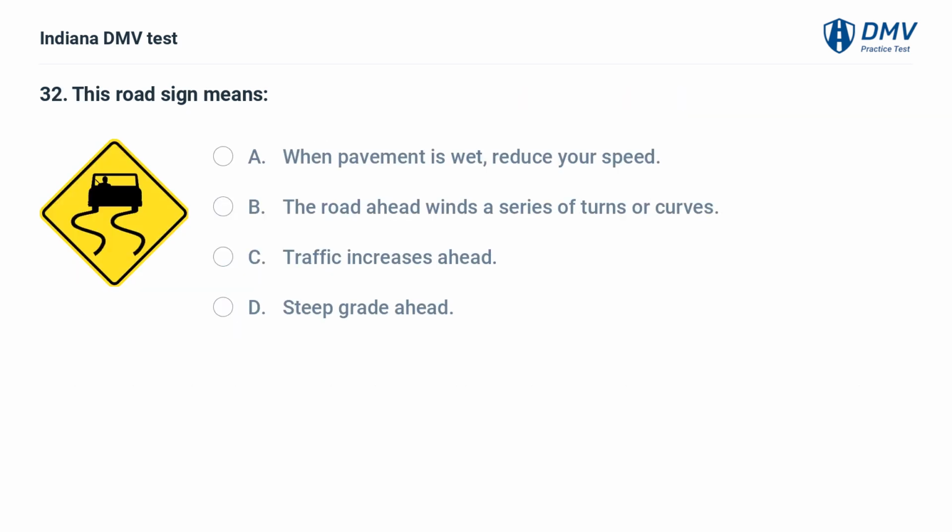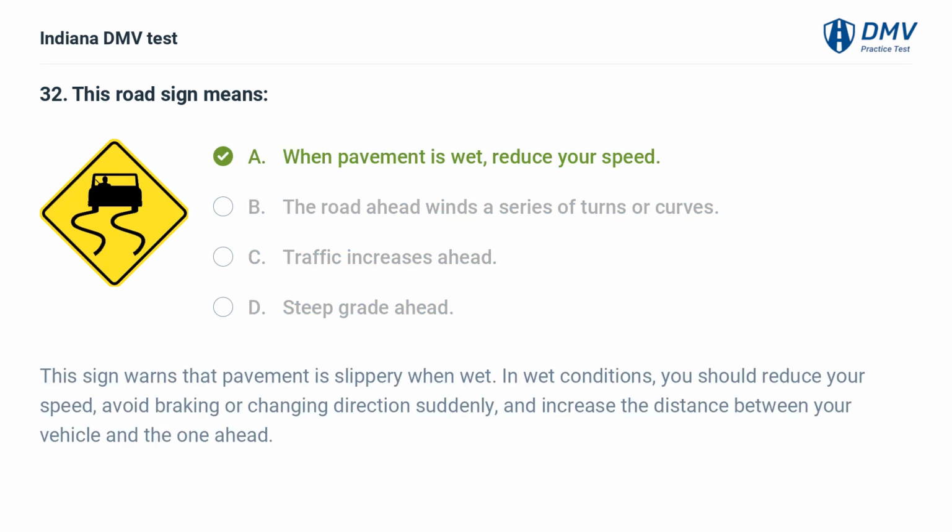This road sign means A. When pavement is wet, reduce your speed. B. The road ahead winds in a series of turns or curves. C. Traffic increases ahead. D. Steep grade ahead.